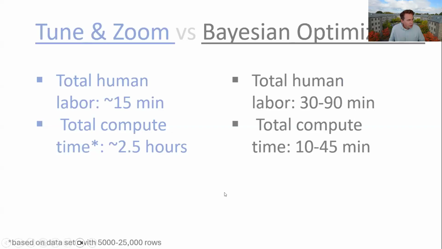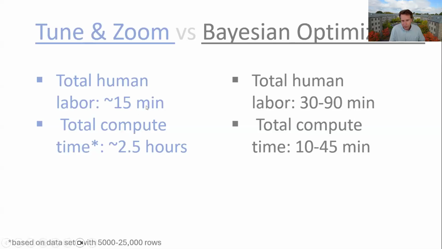And let's just compare tune and zoom to Bayesian optimization. Part of the reason this is slow is because I've been timing myself in the process of doing this and watching how long it takes my computer to do this, because I think this is helpful in understanding the features and benefits of both of these techniques.